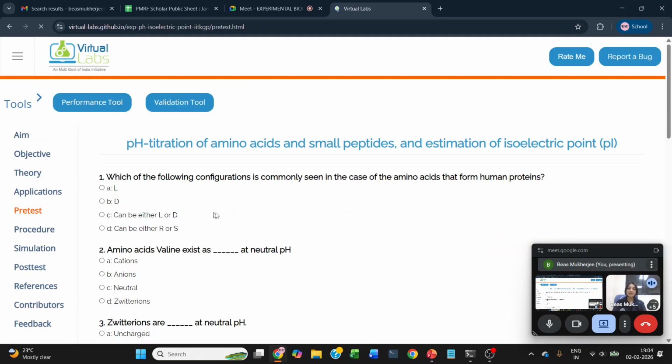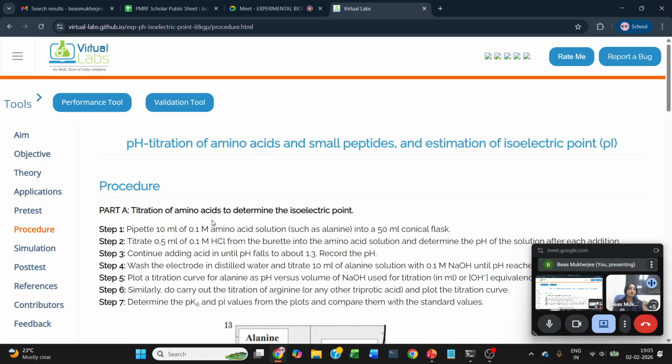Now we come to something interesting, and that is the pre-test. So what is the pre-test? This is actually a list of MCQs. Okay, so you can answer like this, and then you will have to go and submit, and then they'll give you the right answers. Okay, so these are additional MCQs for your practice. So you can try these. And then we have the procedure section.